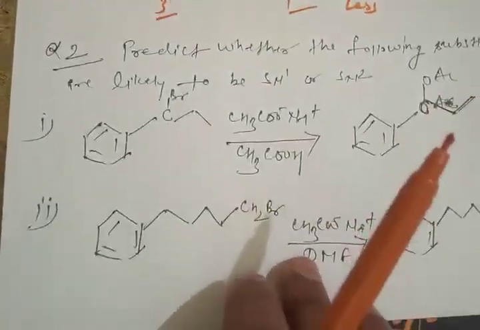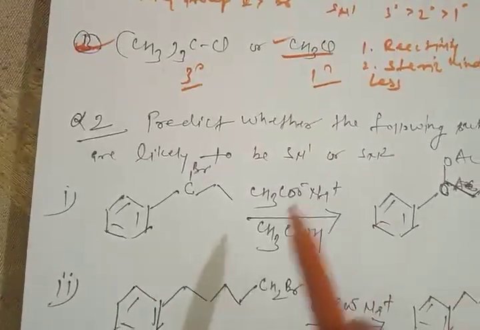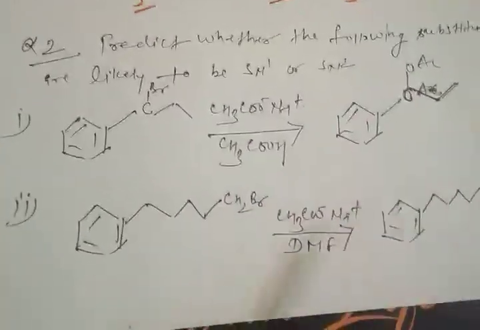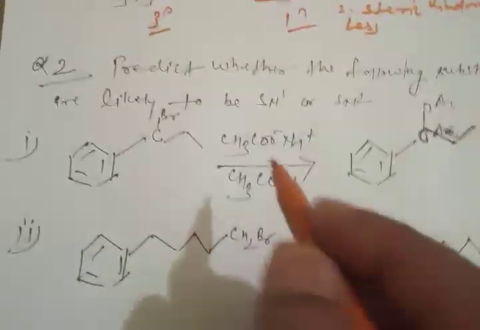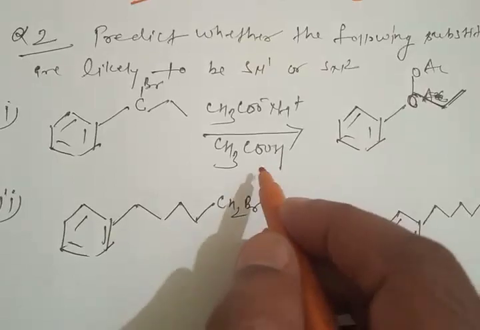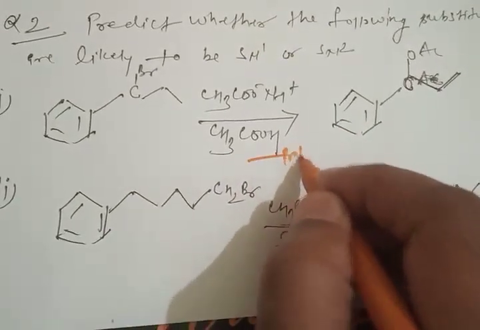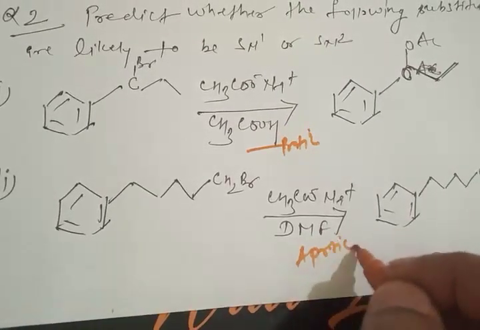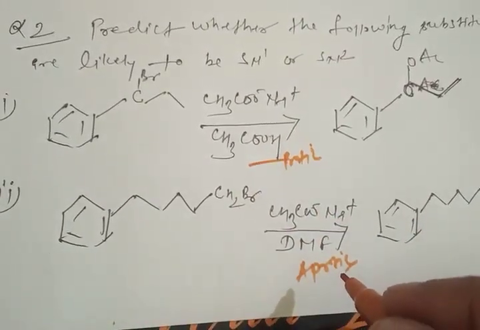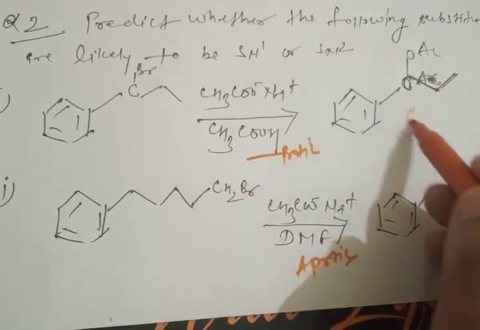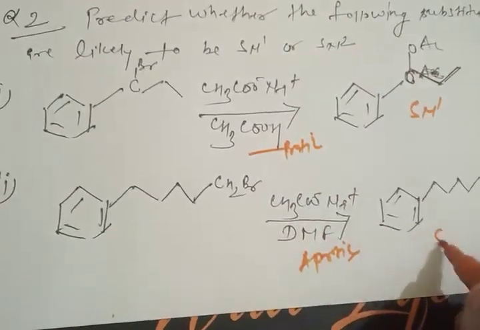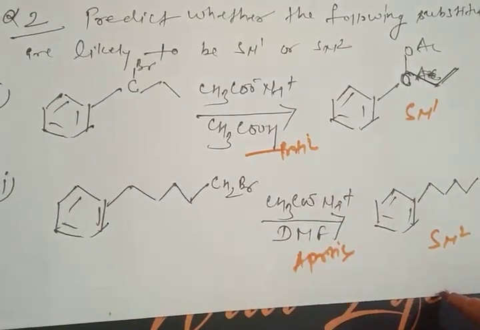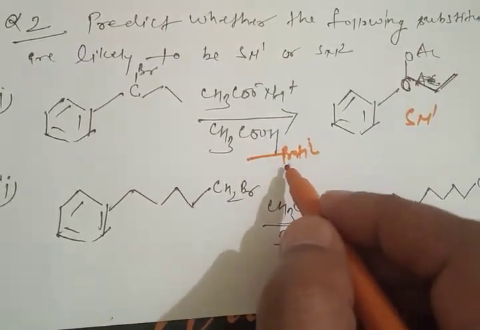Now moving ahead to the second question. Here we have to predict which one is based on SN1 and which one is based on SN2, with proper reasons. As the first reason, you can see that here we have a protic solvent, and this is the aprotic solvent. As you know the difference, protic solvent favors SN1 and aprotic solvent favors SN2. So this will follow SN1 and this will follow SN2. This is the first reason: protic and aprotic solvent.